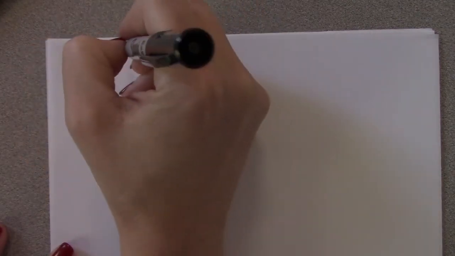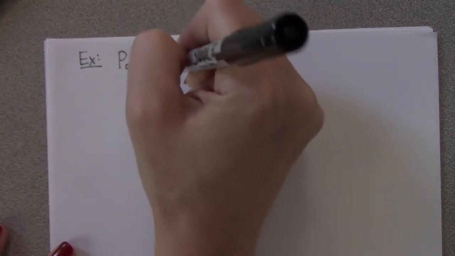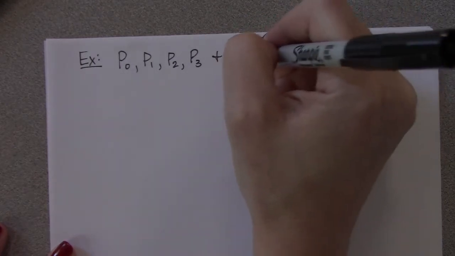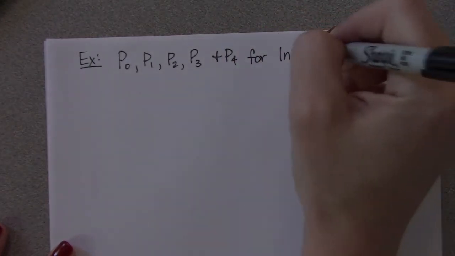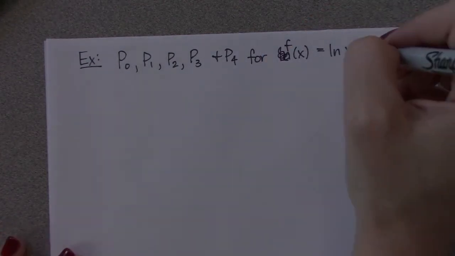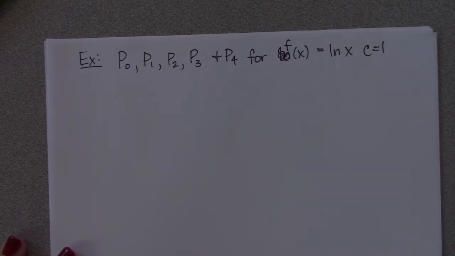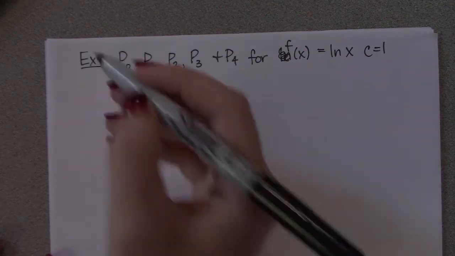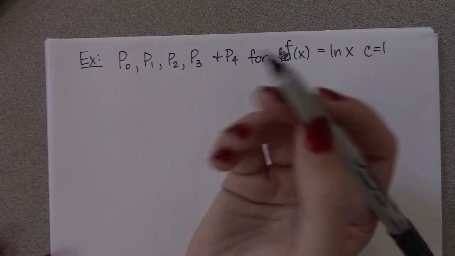So let's do an example. And let's build the Taylor polynomials 0 through 4. And we're going to center it at 1 because ln of 1 is a known quantity. So since we know we're going to go all the way up to the 4th degree eventually, what I would do is be really systematic with your work, okay?